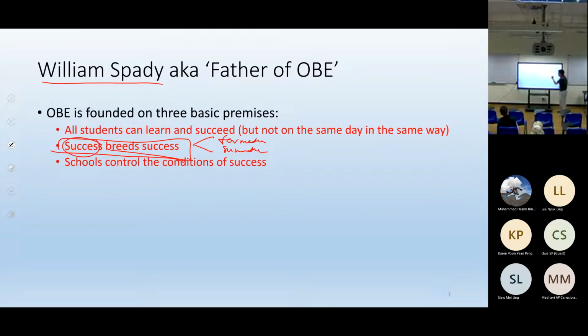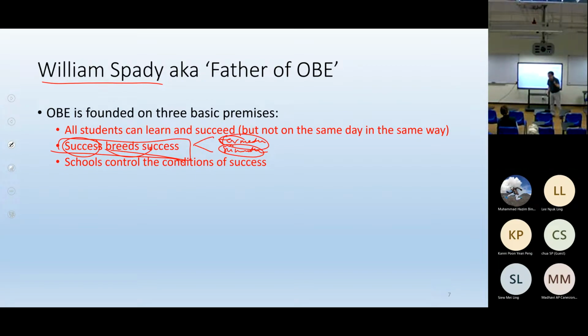When you feel you are a success, it breeds success. Then you are interested to go to the next class. You want to learn more. That is what it means. It is not only the summative side, but also the formative side.